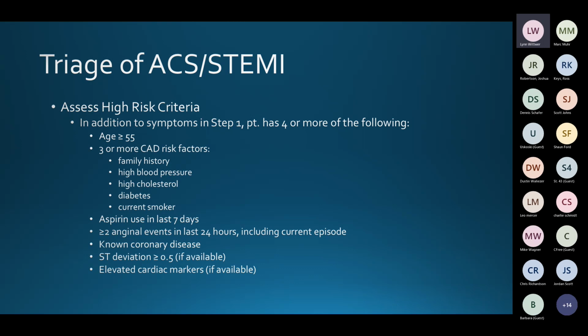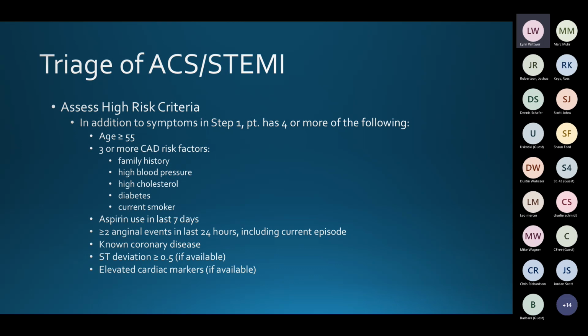Have three or more cardiac risk factors, coronary artery disease risk factors. Family history, high blood pressure, high cholesterol known to them, diabetes, current smoker. Well, you can ask the patient most of those questions, and if they don't know they have high cholesterol, look at their list of medications, look at their medications for whether they have high blood pressure, etc. So if they have three or more, they get a point for this. So they get a point for being over 55. They get a point for having three or more risk factors.